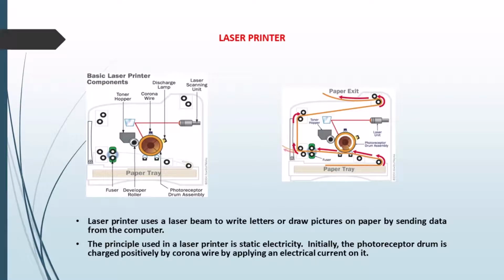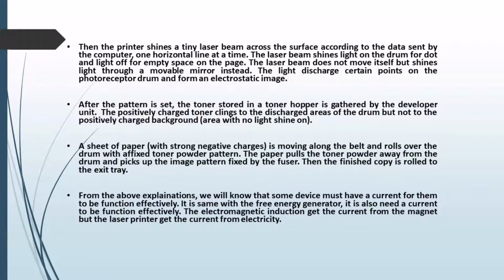Laser printer. A laser printer uses a laser beam to write letters or draw pictures on paper by sending data from the computer. The principal use in a laser printer is static electricity. Initially, the photoreceptor drum is charged positively by a corona wire by applying an electrical current on it. Then the printer shines a tiny laser beam across the surface according to the data sent by the computer, one horizontal line at a time.